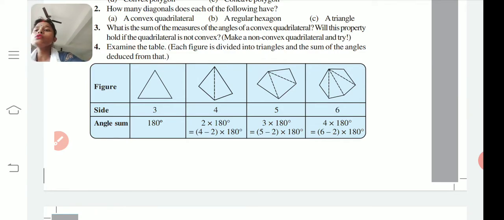Okay. Now see this question. Question number 4. Examine the table. We have to examine the table.